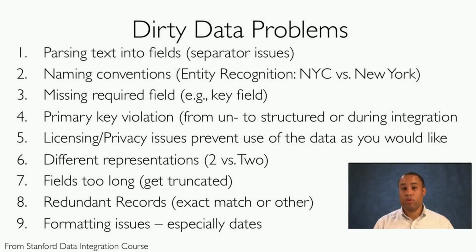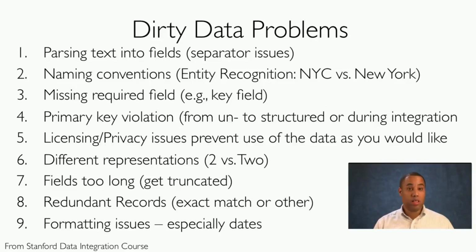There are many different types of dirty data problems that we can run into. For example, parsing the text from a text file into fields may have trouble because there are different issues with the separators. The naming conventions that we use can also cause problems with entity recognition, for example, abbreviating New York City as NYC.